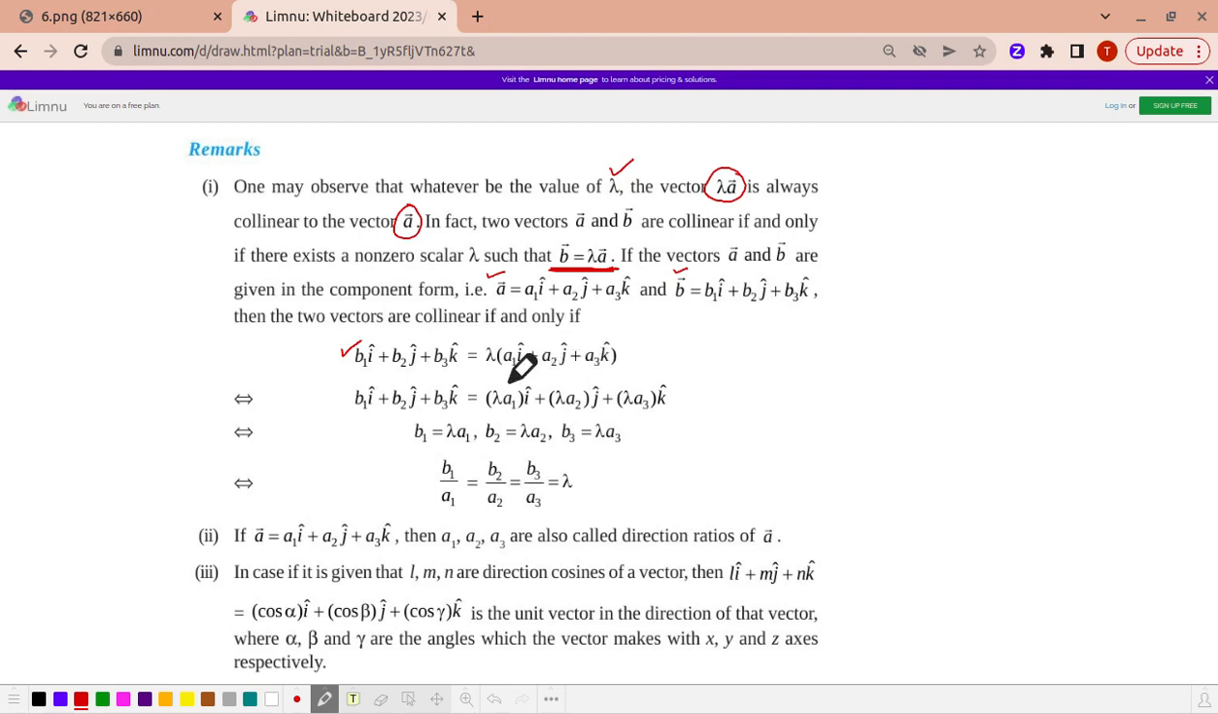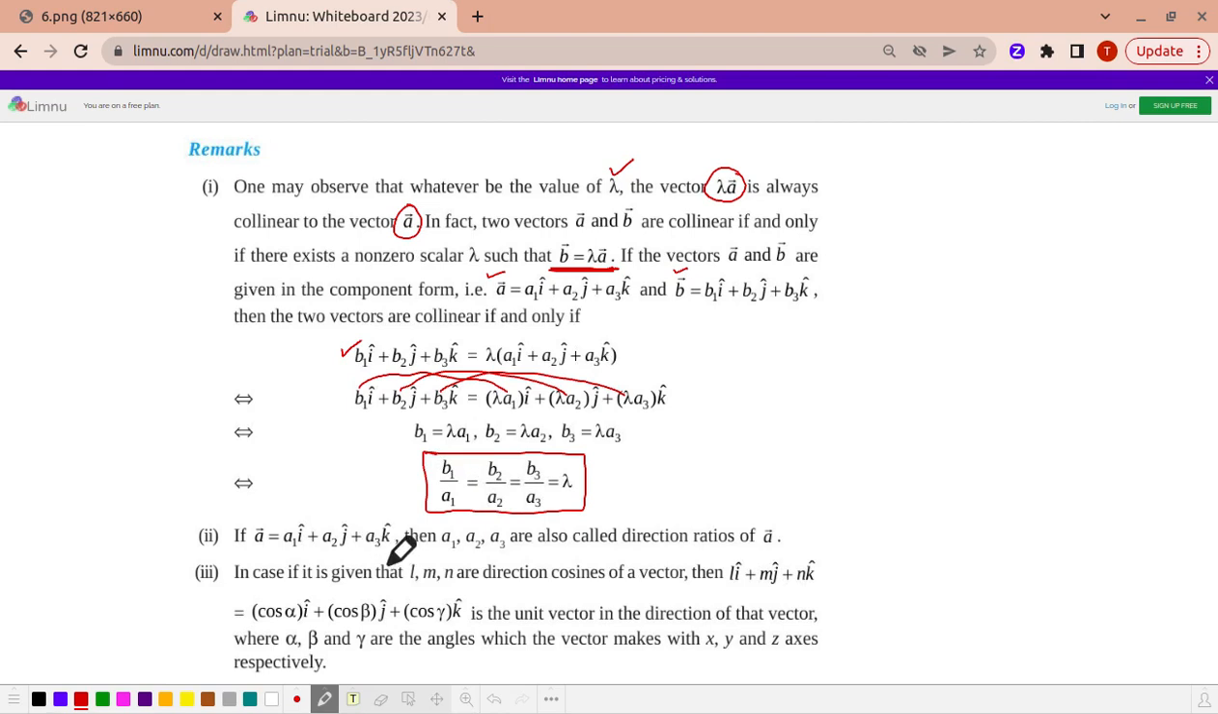So that means definitely that B1 has to be equal to lambda A1, because we know that if two vectors are equal, their corresponding i component, j component and k component will be equal. That means B1 should be equal to lambda A1, B2 should be equal to lambda A2, B3 should be equal to lambda A3. So that means B1 by A1 is equal to B2 by A2 is equal to B3 by A3, that is equal to lambda. That is the first observation we get.